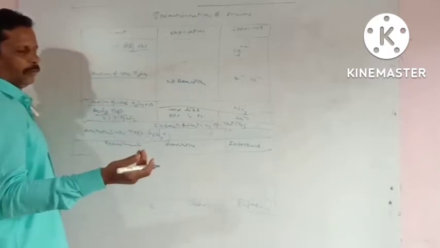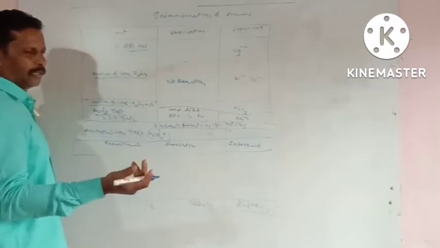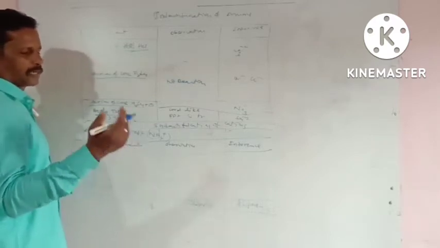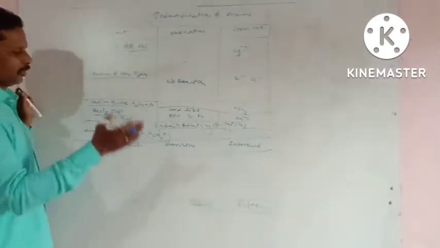In the fifth group, barium 2+ and calcium 2+ may be present, and also strontium 2+ may be present. So like that you will have to write.